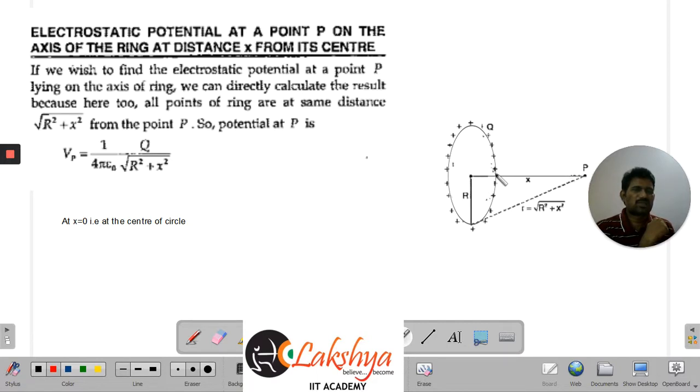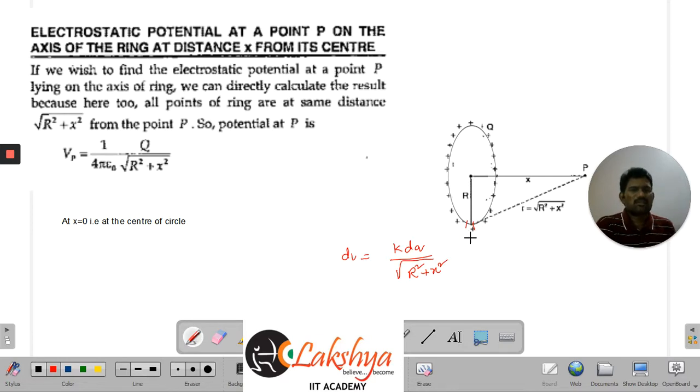Potential at a distance x from the center. Actually here we can express this value as follows: suppose I consider a small element here. Then we can write dV is equal to the potential at that point, K into dQ by the distance of this element, which is under root of r square plus x square.